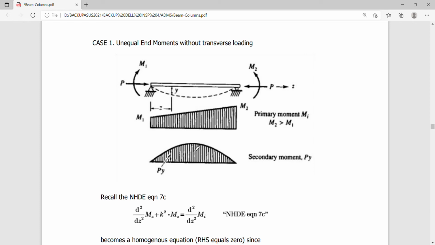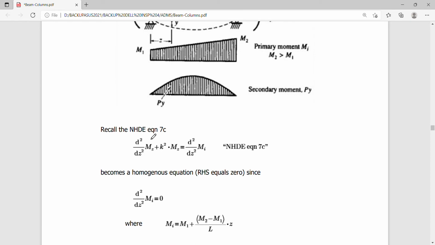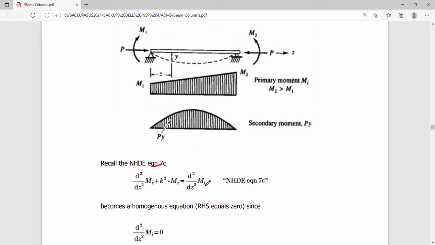Recall that the non-homogeneous differential equation in equation 7 is this one, and this becomes a homogeneous equation if the right-hand side is equal to 0. And what makes it 0 is the fact that the initial moment, which is normally triggered by the transverse loading, is no longer present in this case.